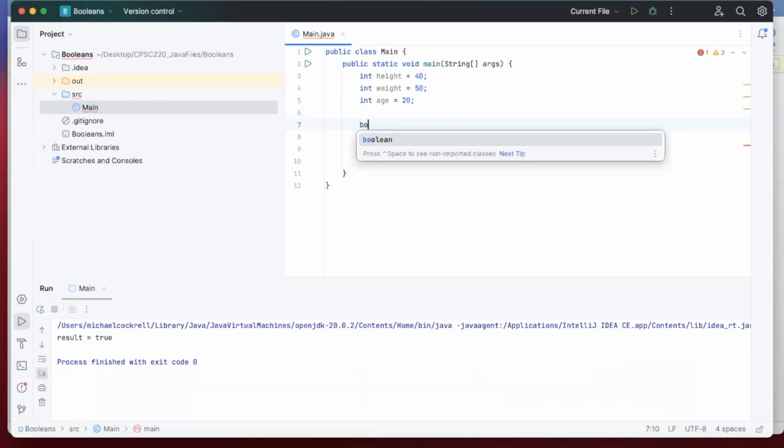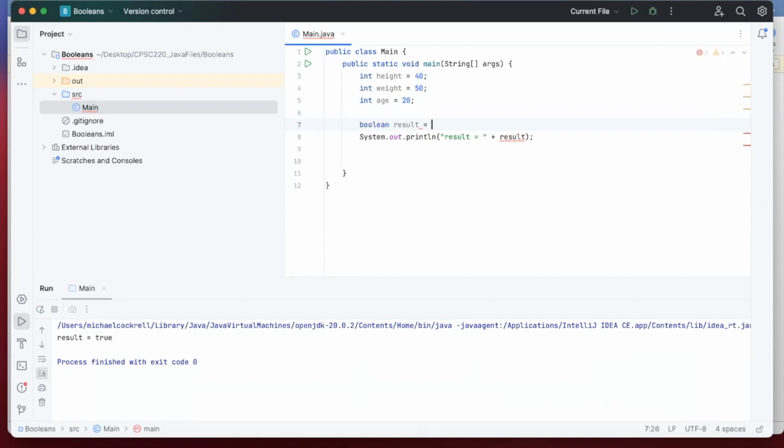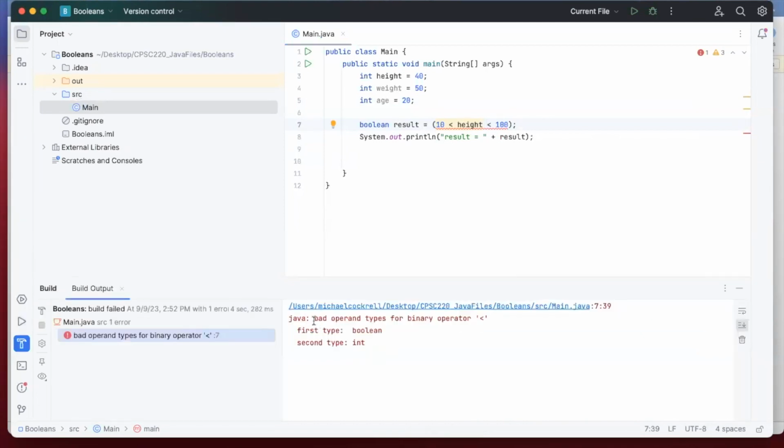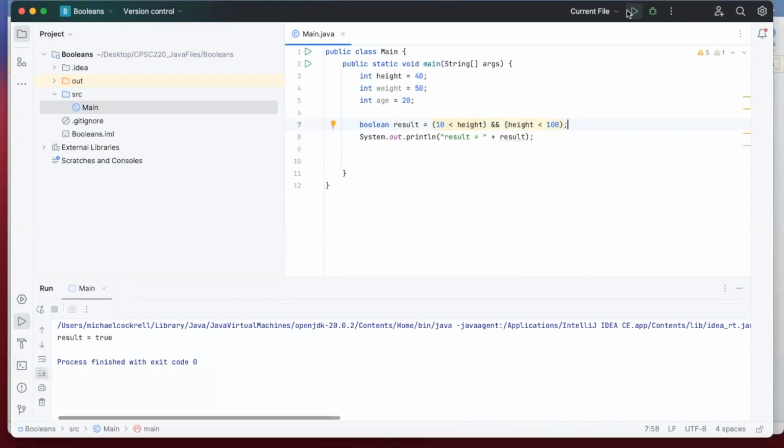So suppose we're making a Boolean value result, and we want to check to see if the height is between 10 and 100. If we try writing that as a combination statement, you can see that it's red and underlined. That's not going to compile. Java will give us an error message. See what it says. It says bad operand types for the binary operator less than. If we want to correctly write this expression in Java, we need to compare one value to our variable at a time. So we can check to see if 10 is less than the height and the height is less than 100. That will correctly capture our logic to check to see whether the height value is between those two endpoints.